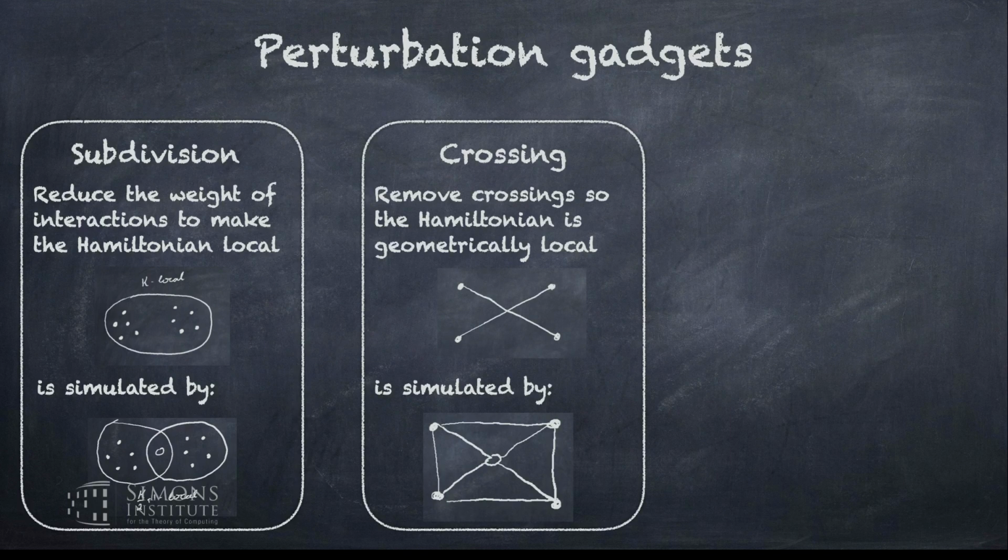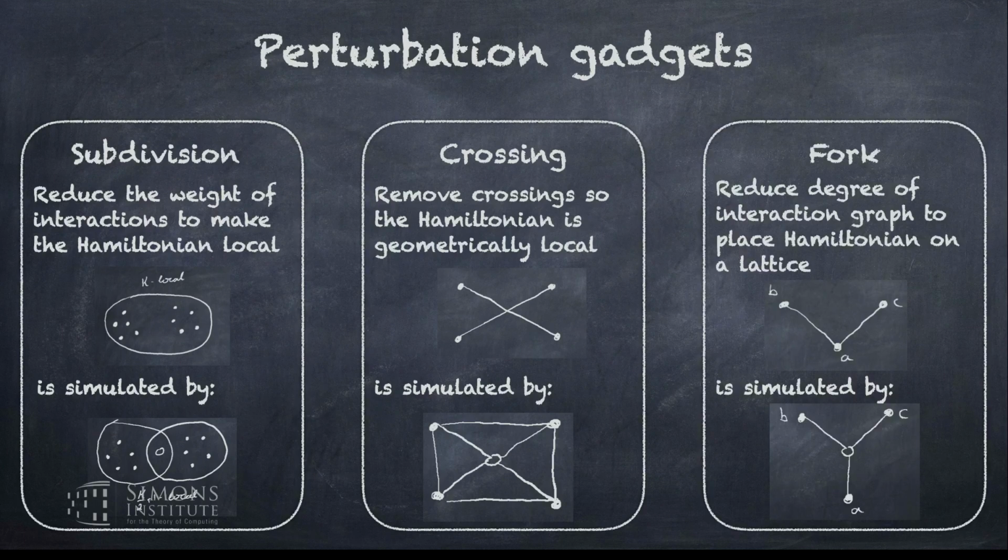We can do a similar thing if we have a crossing in our interaction graph. We want to get rid of that crossing in order to have a planar graph. And again, we do that by introducing a mediator qubit. And again, we have some heavily weighted projector that forces this mediator qubit to live in a one-dimensional subspace. And then by adding these additional interactions, we end up mediating interactions between these qubits, even though they aren't directly interacting with each other anymore. And similarly, we have a fork gadget, which we can use to reduce the degree of any vertex in the interaction graph. And again, we do that at the cost of introducing one additional mediator qubit and again, having some heavily weighted projector.